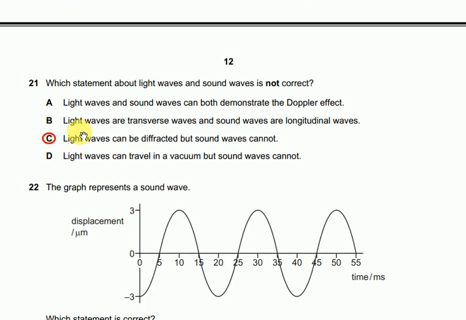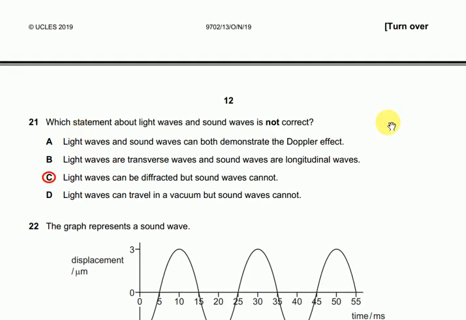20C. Question number 21 says, which statement about light waves and sound waves is not correct? Light waves and sound waves both demonstrate the Doppler effect. That's correct. Light waves are transverse waves and sound waves are longitudinal waves. That's also correct. Light waves can be diffracted, but sound waves cannot. They can also be diffracted. We have seen the experiment of sound waves being diffracted with the microphone and loudspeakers. So 21C is not correct.